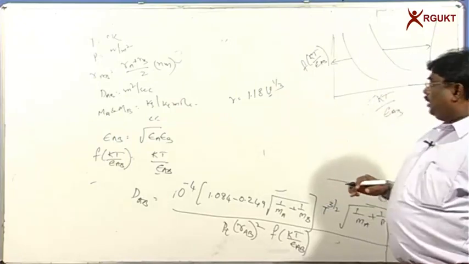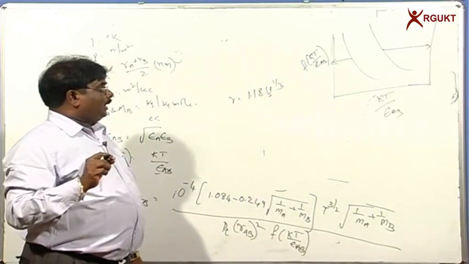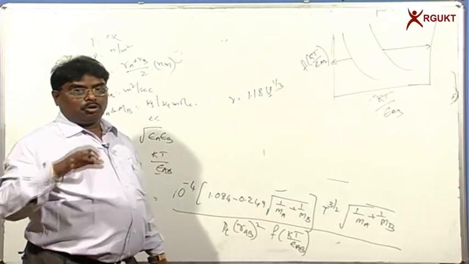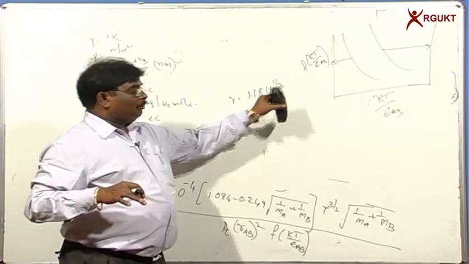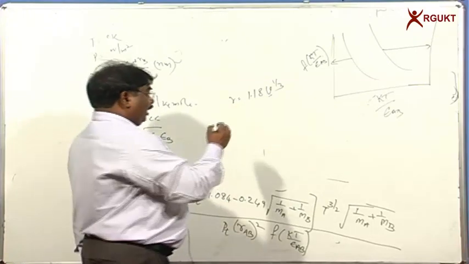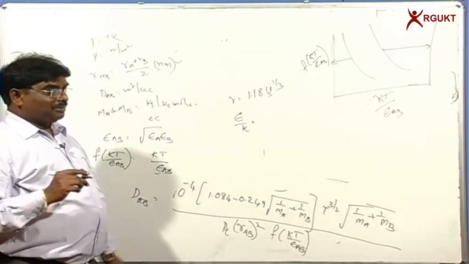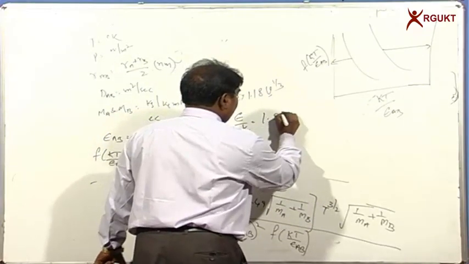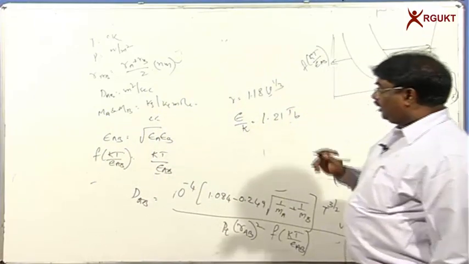If you know the structure of the molecule, each molecule contains so many atoms. If you know the number of atoms, we can use the group contribution method for the estimation of molecular volume. Once you know the molecular volume, we can calculate the molecular radius R, and we can calculate epsilon by k. The values of epsilon are given for many substances. If these values are not known, one can use the empirical equation 1.21 into Tb, where Tb is the normal boiling point temperature in degrees Kelvin.